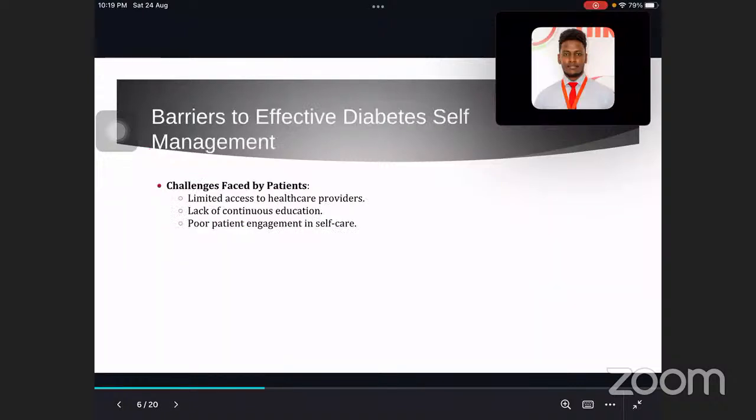Other barriers to effective diabetes self-management or self-care could arise from the side of the patient itself, like remotely living patients who have limited access to healthcare providers and lack of continuous education. The patient may lack interest or be poorly engaged in the self-care.